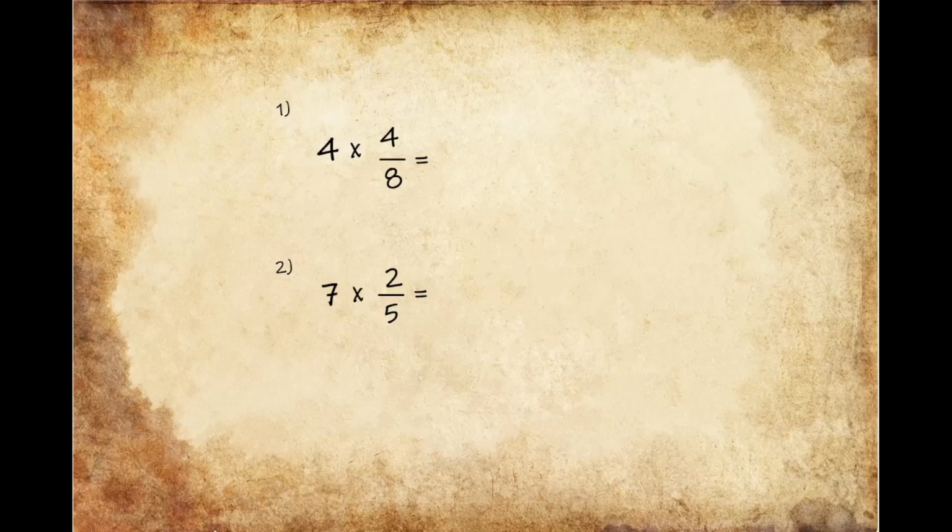Today we're going to be looking at the steps involved when we multiply a whole number by a fraction. And as you can see here in the first question, we're being asked to find the product of 4 times 4/8.